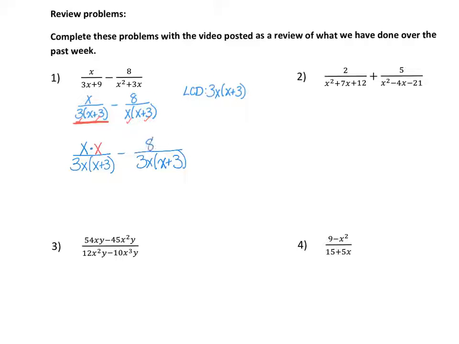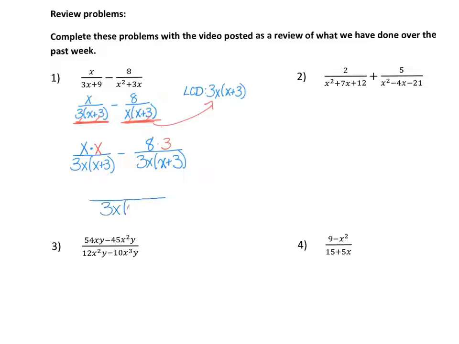For the second one, we already have the 8, and as you can tell, we have a 3 that's missing. So that's what we're going to multiply that numerator by. Now we can combine these two fractions into one.